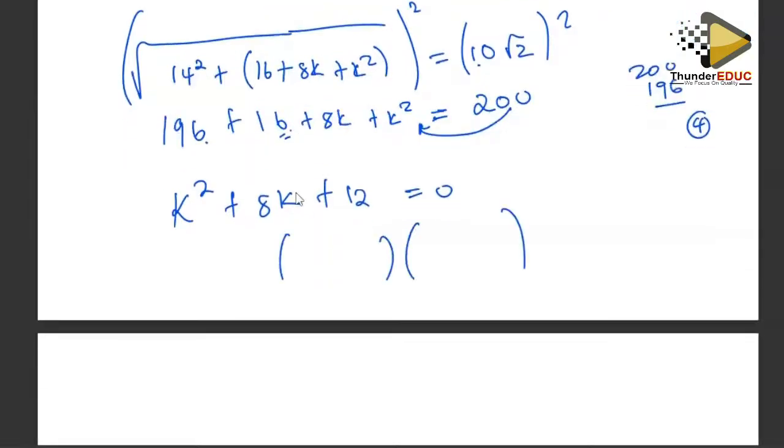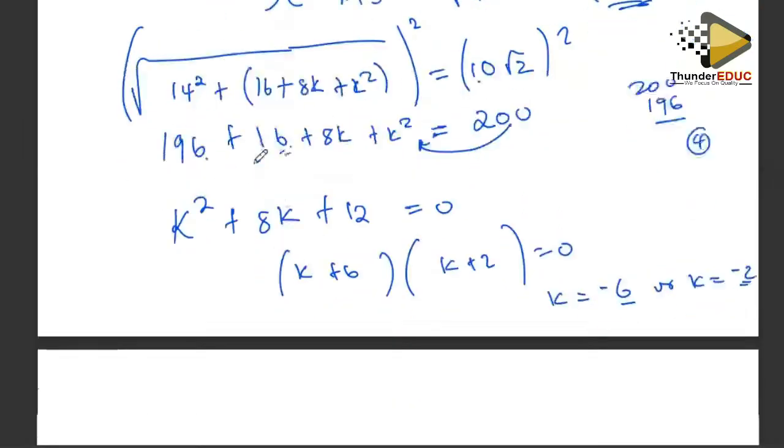The two numbers of interest will be 6 and 2. So k plus 6, k plus 2. So either k is -6 or k is -2. K is -6, k is -2.